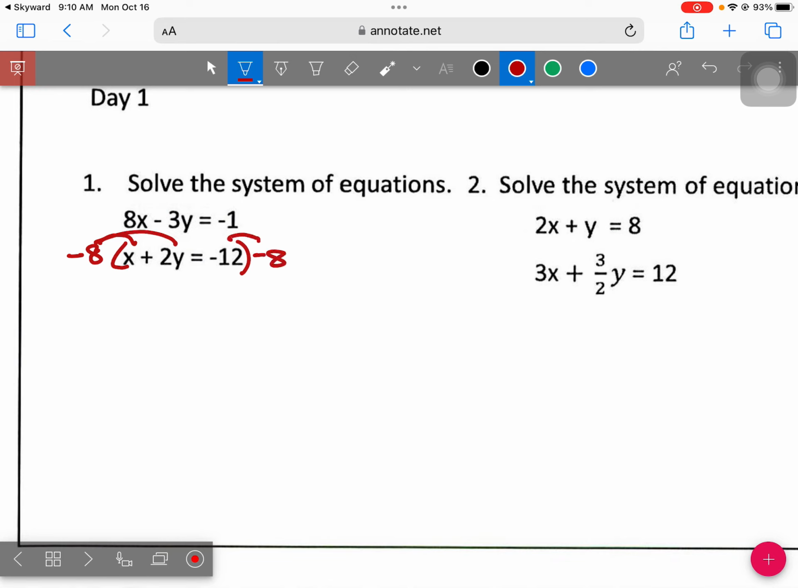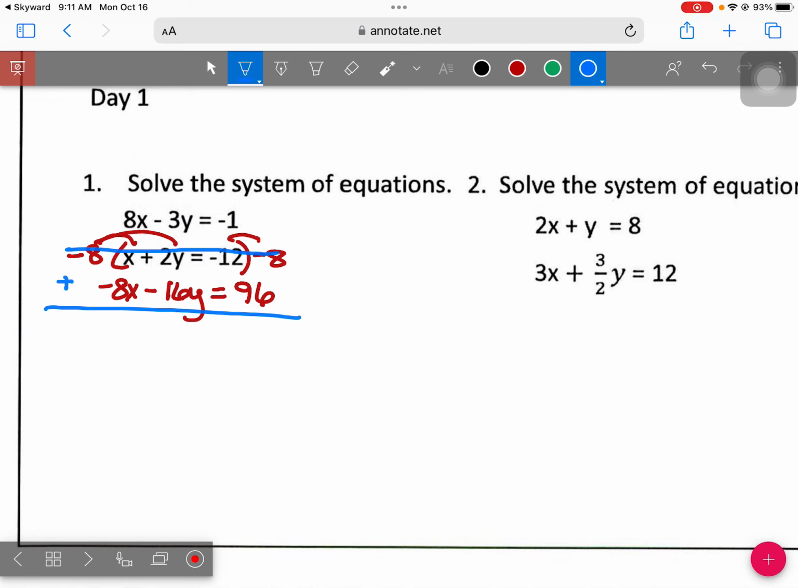Everything times negative 8. So I get negative 8 times x is negative 8x. Negative 8 times 2y is minus 16y. And negative 8 times negative 12 is going to be a positive 96. I'm going to put a single line through that because I know I am adding these two together.